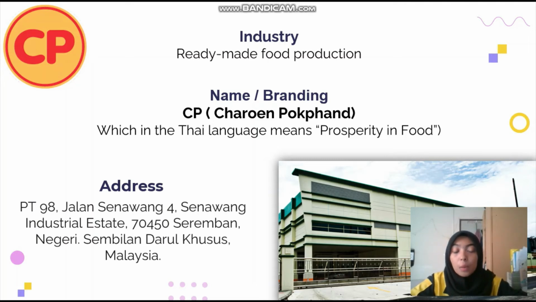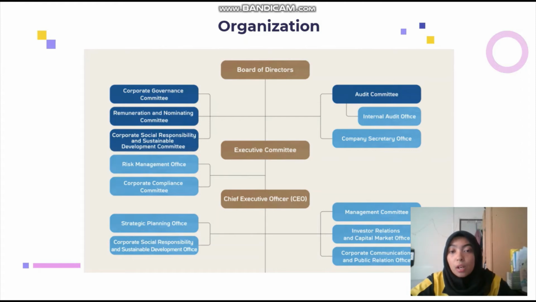Next, this local company operates in Senawang, Negeri Sembilan, employing a result-oriented workforce and utilizing only the most efficient farm to market rearing, processing, and distribution system available. So this is the organization in this ready-made food production industry.